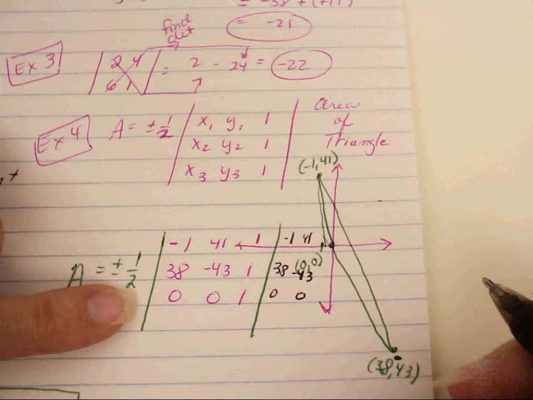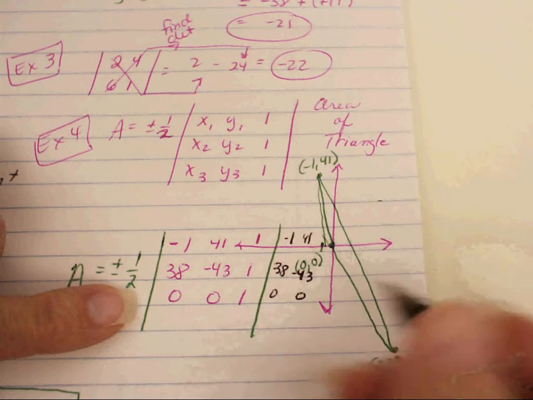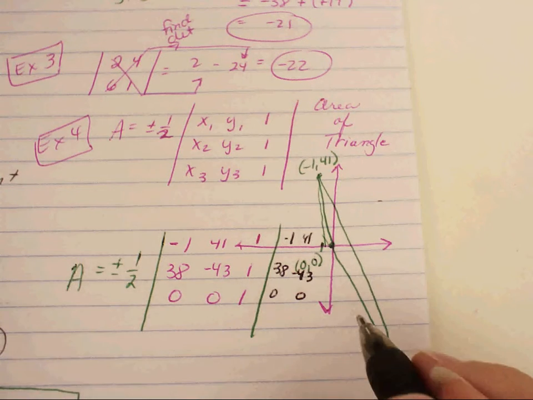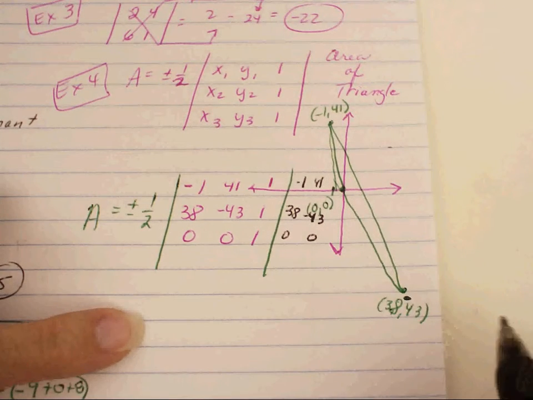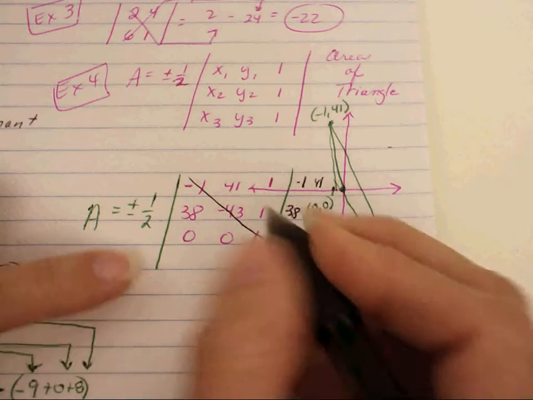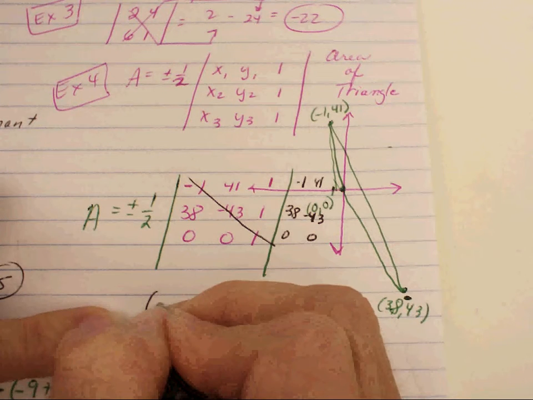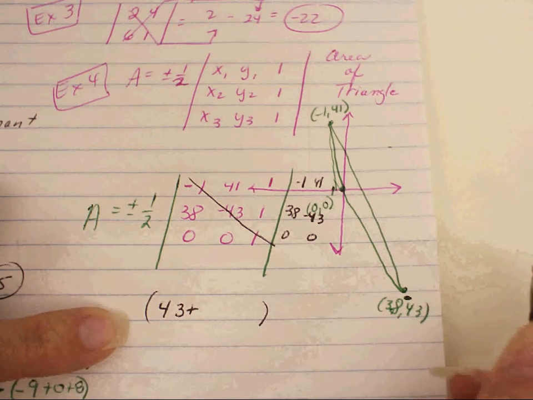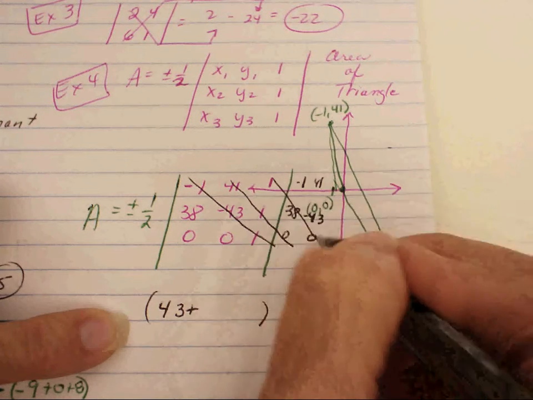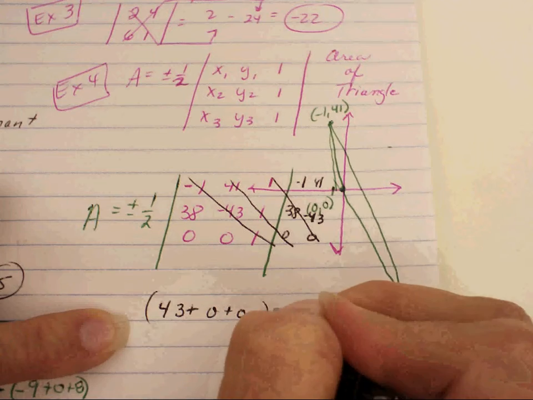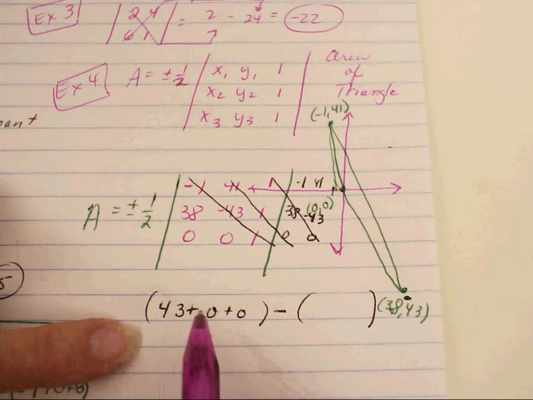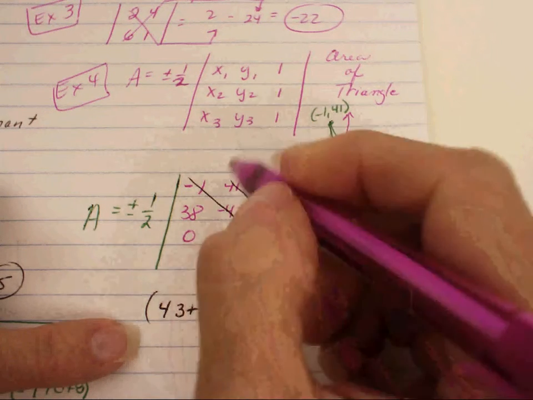Now why is everybody going to love point 3? What does 0 make the diagonals turn into? Nice little zeros. Now what do we have to add down here at the end? Because it's a 3 by 3, we rewrite the first two columns: -1, 38, 0 and 41, -43, and 0. Now you have to cut it in half. Multiply it by positive and negative, and then only keep the positive area.